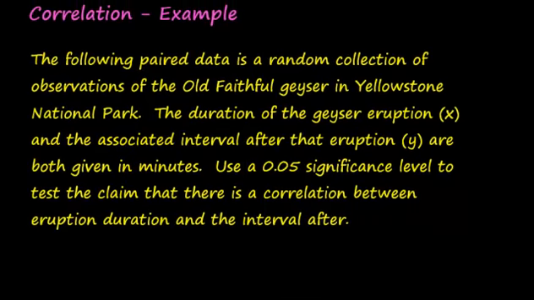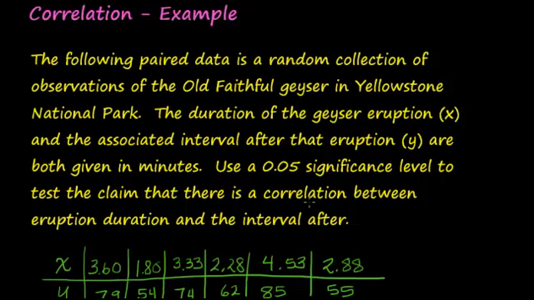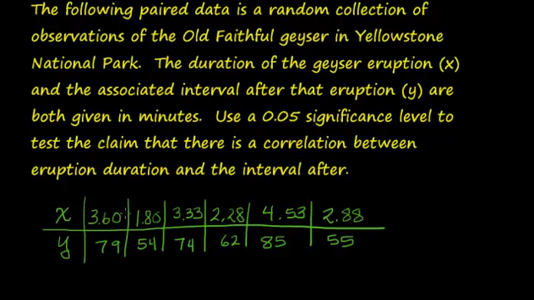So let's look at our data. So again, the X values are the duration of the eruption. The Y values are the interval after that specific duration. So after a 3.6 duration of eruption, there was a 79-minute wait until the next eruption. So first we'd like to see the scatter plot of this data. So let's enter this data in lists in our calculator.